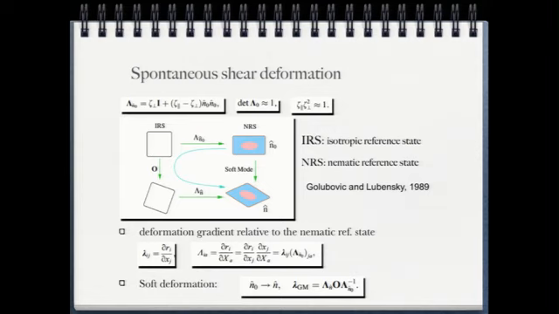This IRS is not the Internal Revenue Service. It's an isotropic reference state. Starting from this state, you develop a nematic order, and because of the coupling between elasticity and the nematic order, the system deforms along the direction of nematic order. Let's call this the NRS, the nematic reference state.